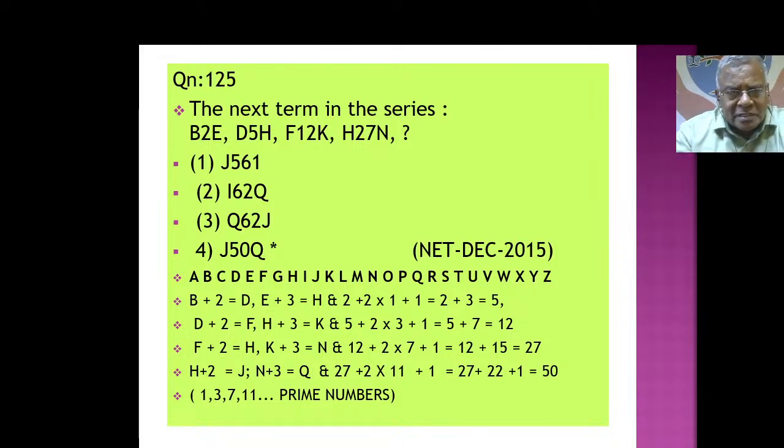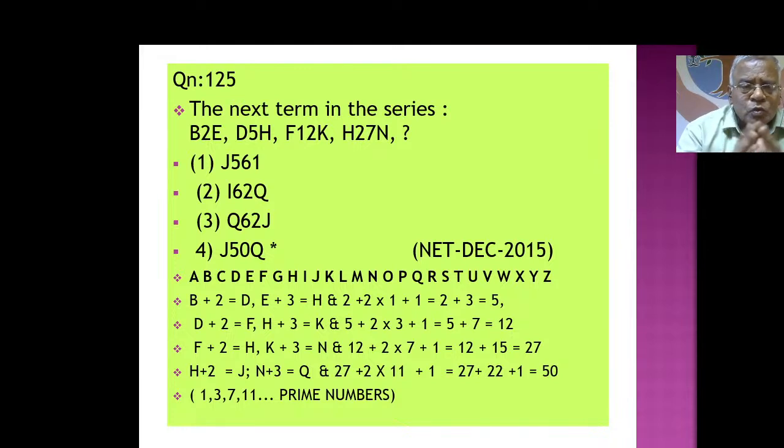In the first term, 2 is there. 2 plus 3 must come. How will 3 come? 2 plus 3, 5, okay. There is a particular pattern here. 2 plus 2 into 1 plus 1. Got the point? 2 into 1 plus 1. So 2 plus 3. Just see what I have written there. 5.